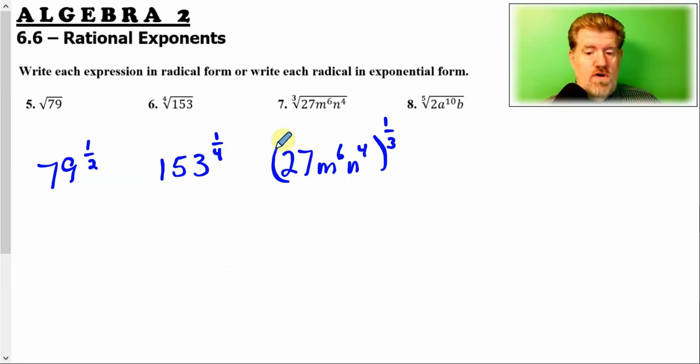So do you know 27? How do you rewrite 27? Do you remember? Or not remember, but how do you break it up? 3 times 9, 3 times 3. Isn't 27 3 to the 3rd power?